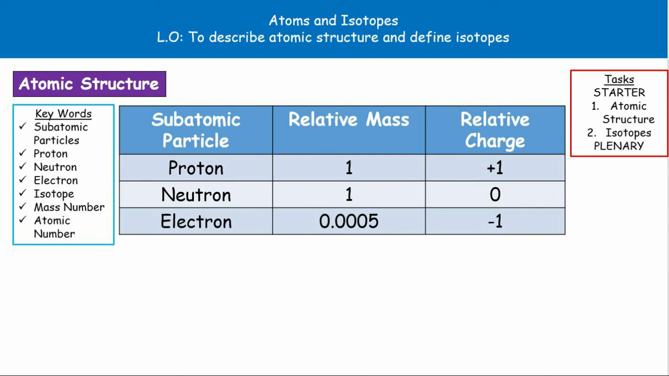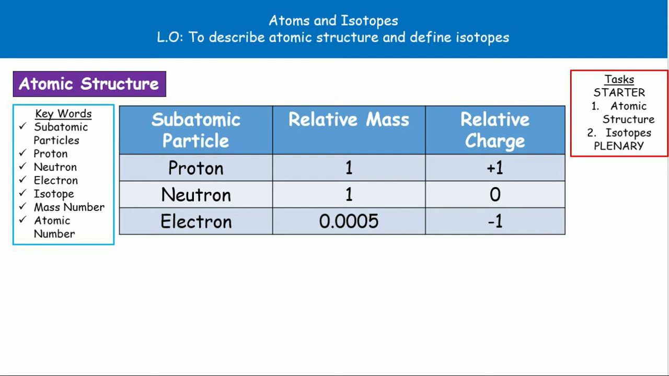Okay then, let's check our answers. So hopefully we've got a table that looks something like this. We've got our three subatomic particles, proton, neutron and electron on the far left there. Then we've got our relative mass column and then the relative charge column. So if we look at the proton first of all, that has a relative mass of 1 and a relative charge of +1. And remember, when we're talking about these relative masses, it's relative to a proton.